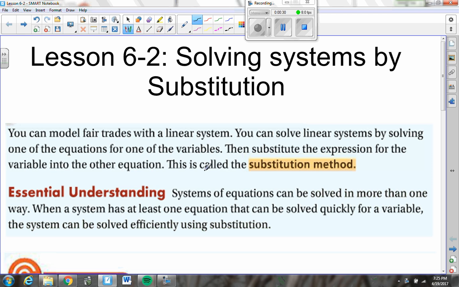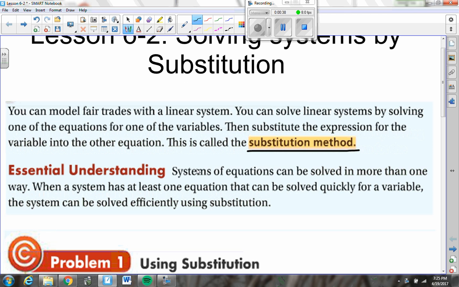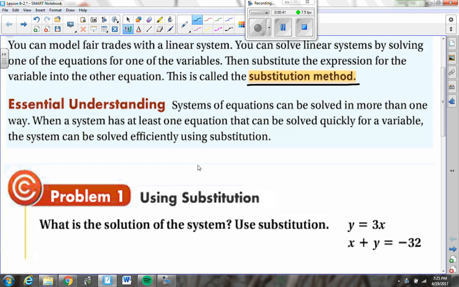Now the way that the substitution method works is that we have a situation where we know what one variable is equal to in a system of equations, so we substitute what that variable is equal to into the other equation. Substitute the expression for the variable into the other equation. Here's what that looks like.